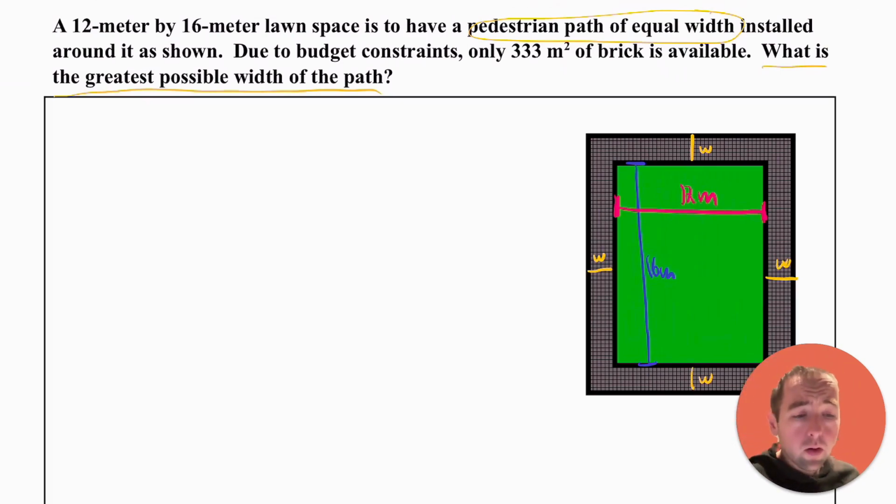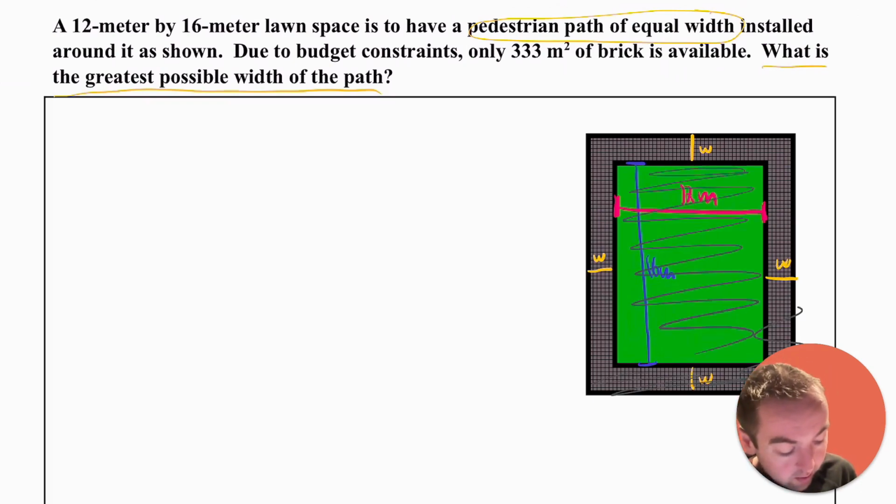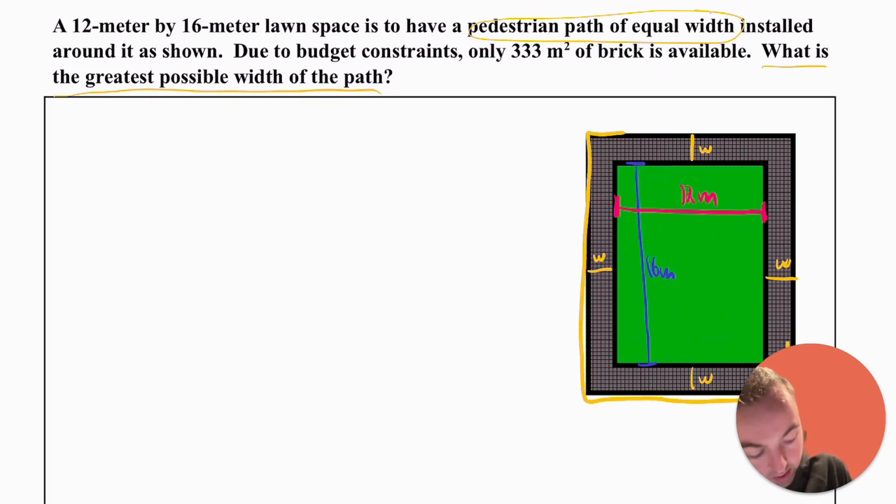What will be really helpful here is to understand that if we know the area of all of the brick, and we have the dimensions of the lawn space, we know the area of all of the lawn and the area of all of the brick, which means we know the area of this whole entire rectangle that I'm outlining in yellow. So I'm going to use that overall rectangle to model what's going on here.